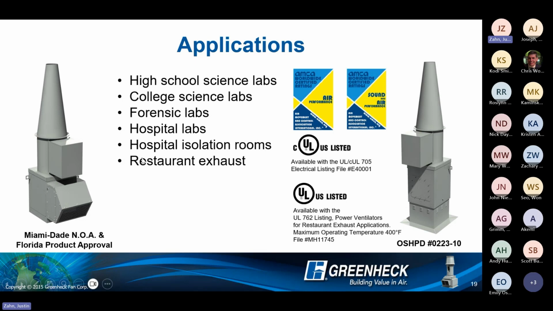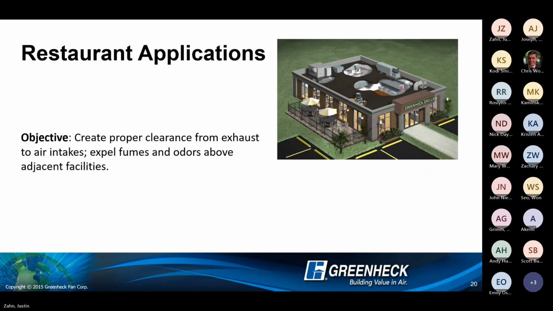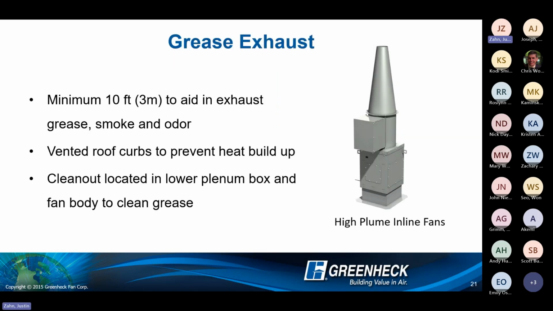One of them is going to be restaurant exhaust. You can get these fans with a grease exhaust rating. As you can see here, in this image off to the right, that is our fan with a grease exhaust rating. The main difference between this fan and your typical laboratory fan is going to be vented roof curbs to prevent heat buildup, and there's going to be a cleanout located in the lower plenum box where, obviously, you can clean out all the grease and keep that fan well maintained.